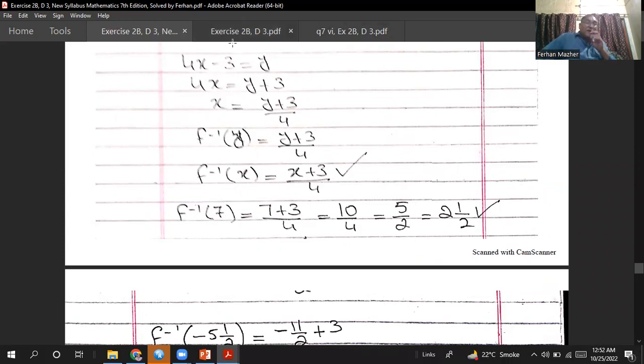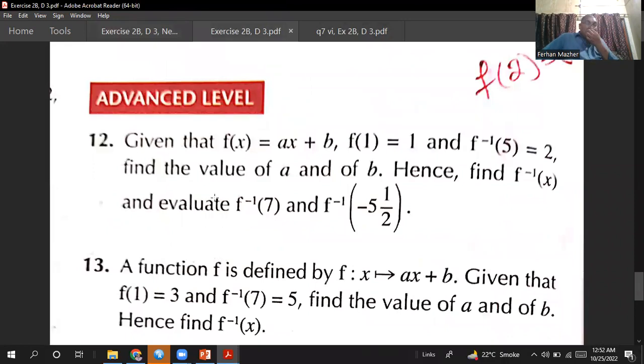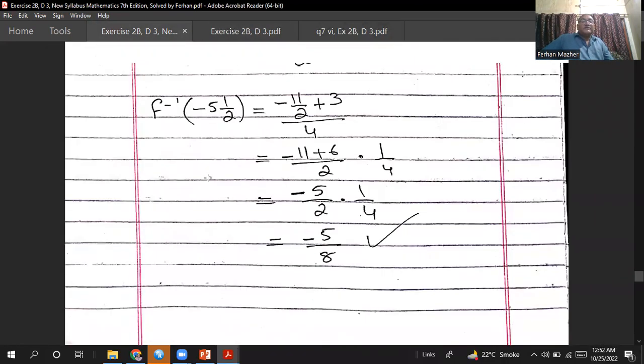The next part they will be asking you is find f inverse of minus 5 whole 1 by 2. So in the inverse formula, I will substitute x with minus 11 by 2. So you will have minus 11 by 2 plus 3, the whole thing divided by 4. So it will be minus 11 plus 6 divided by 2 and into 1 by 4. So it will be minus 5 divided by 2 into 1 by 4. So it will be 5 by 8. Minus 5 by 8 is the right answer.